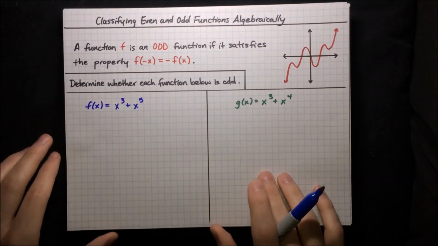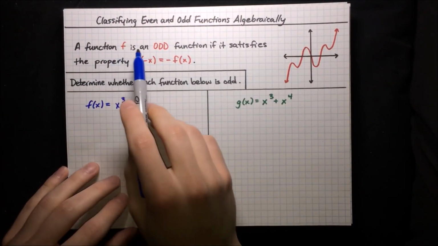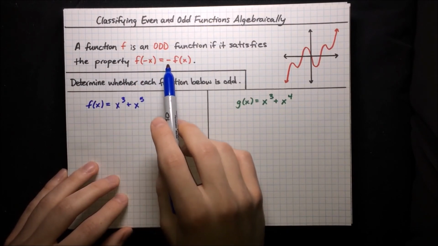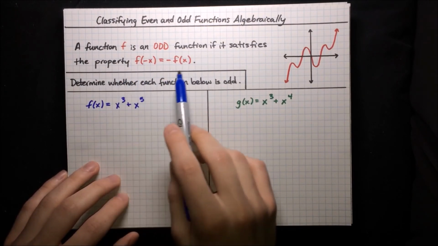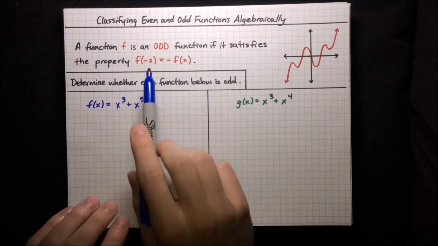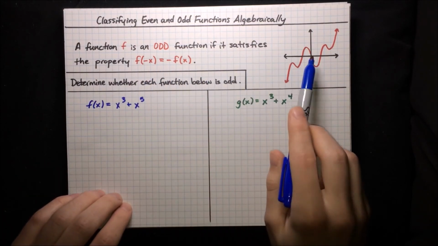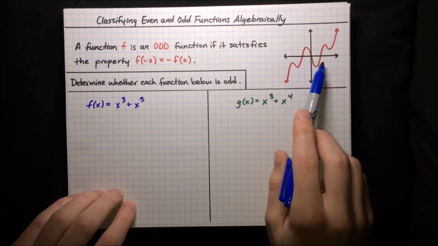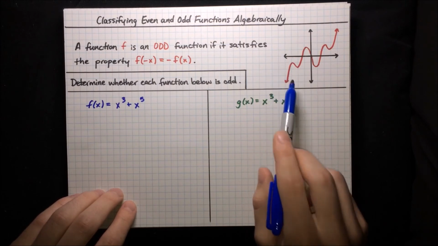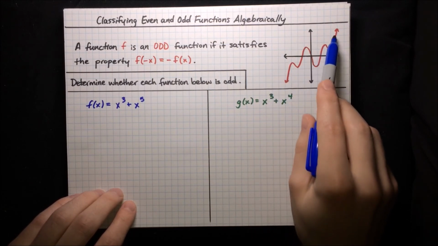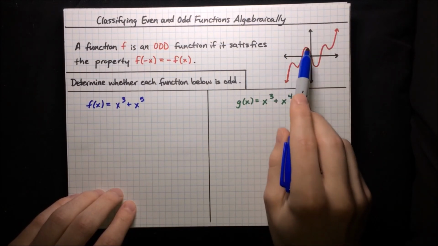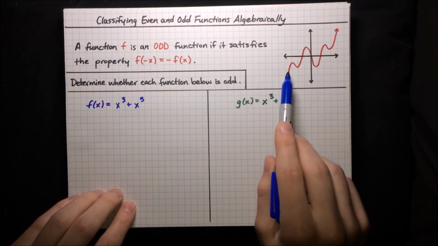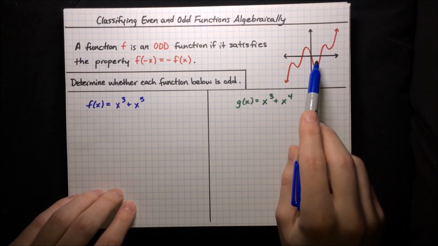Alright, let's emphasize that point, that a function f is an odd function if it satisfies the property f of negative x equals negative f of x for all input values of x. And that's just an algebraic way of saying that the function is symmetric about the origin. It remains unchanged after rotating 180 degrees about the origin. So this section here rotates and becomes this section here, and the section that was originally with the negative x's rotates and becomes the section that's with the positive x's.